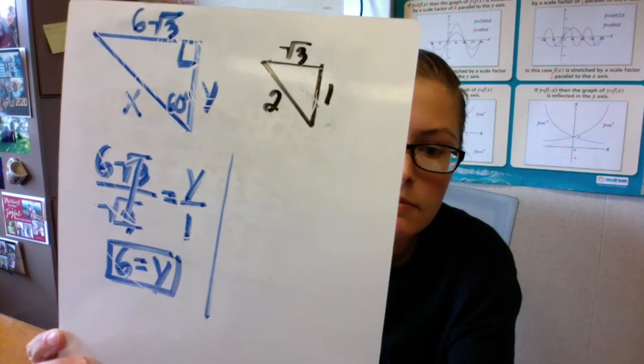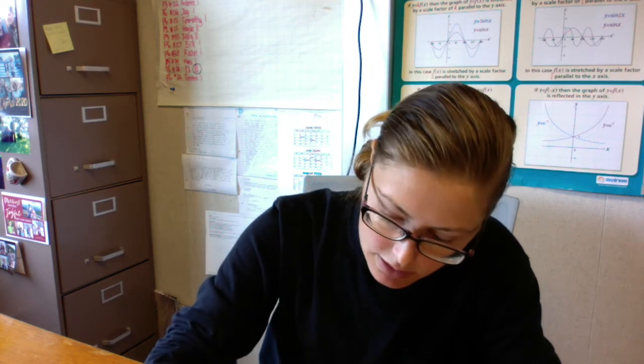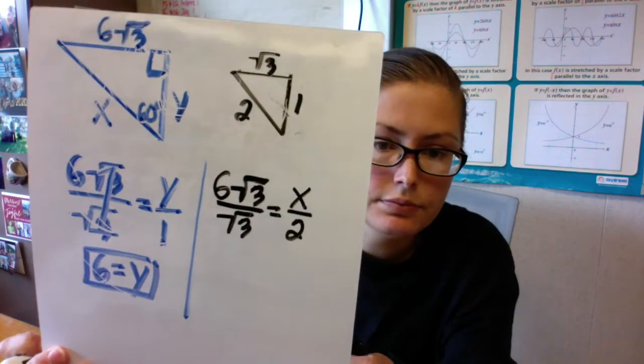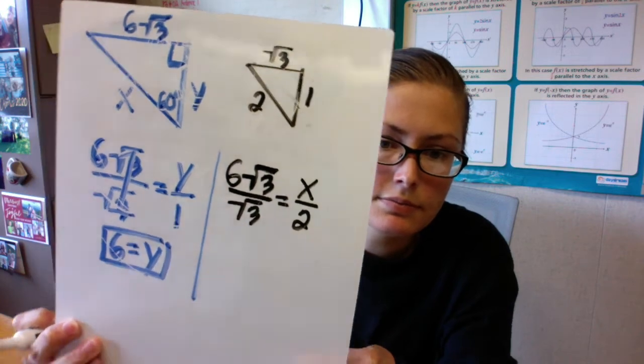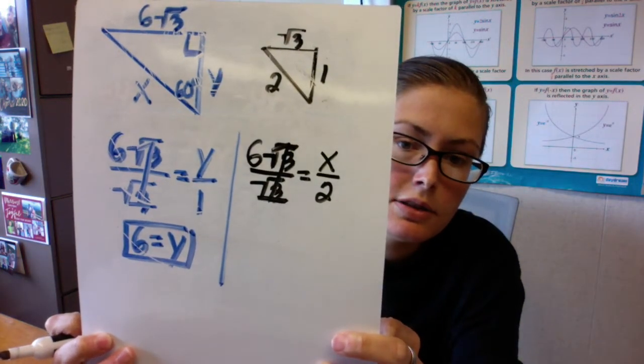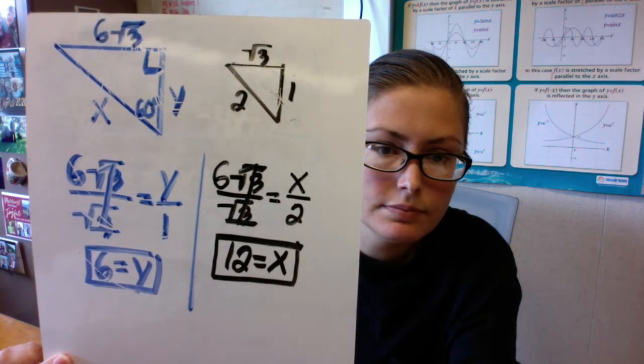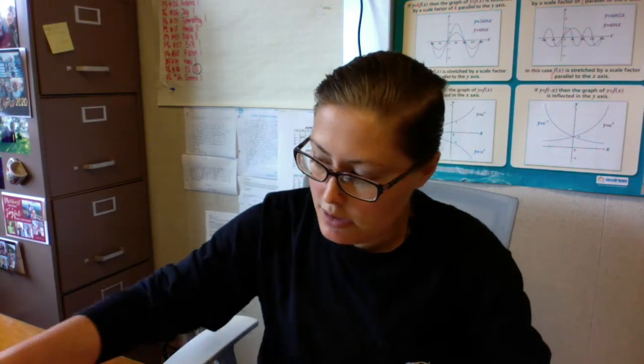Then we do the same thing for the other side. We start with our 6 square root of 3 over the square root of 3 again. And this time we have x over 2. Again, the square root of 3 over square root of 3 cancel each other. And then we cross multiply, so 6 times 2 is 12, so 12 equals x. So that's number one. Okay, number two, I'm going to use the shortcut.